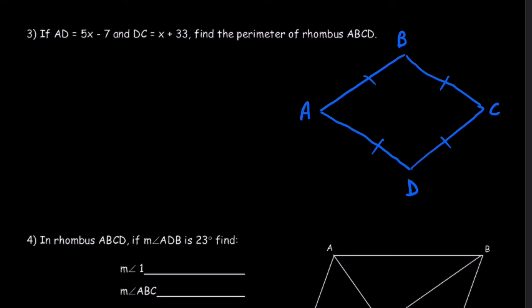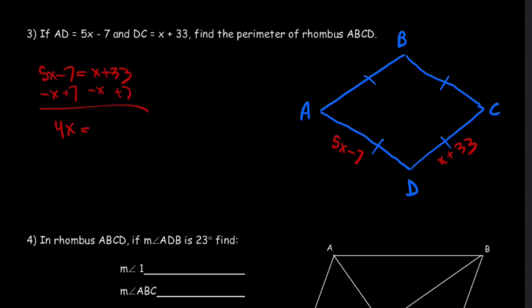Okay, so AD, this side down here is 5x minus 7, and DC is x plus 33, and obviously since it's a rhombus, all 4 sides are equal. I'm just going to take those two expressions and set them equal. So I've got 5x minus 7 equals x plus 33. I'll subtract x from both sides, and I'll add 7 to both sides. So my x's will be over here on the left. My numbers will be over there. That gives me 40. Divide by 4, x equals 10.